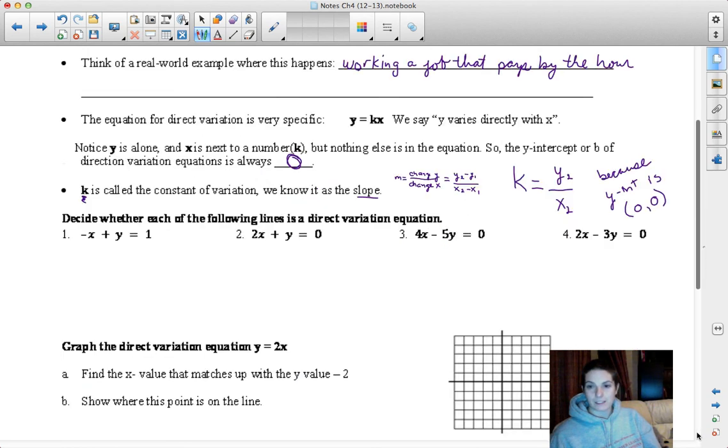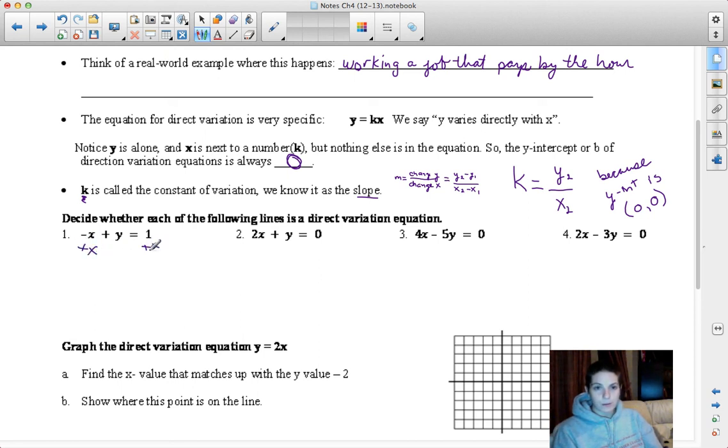So what are the things I'm going to ask you to do? The first thing I'm going to ask you to do is to look at an equation and decide whether each of the following items is a direct variation equation. The easiest way to do this is to solve for y. Put it in function form. And then see if your y-intercept is 0.